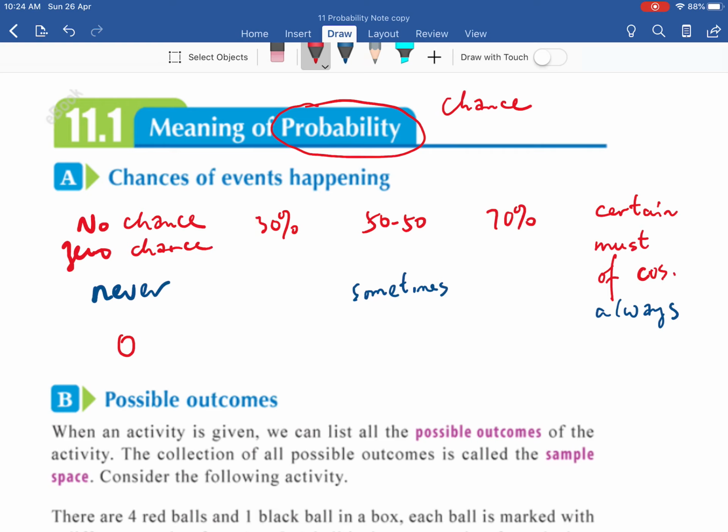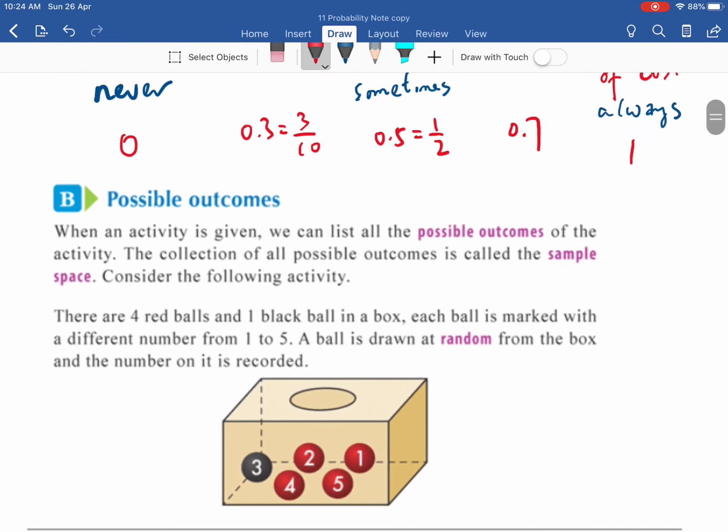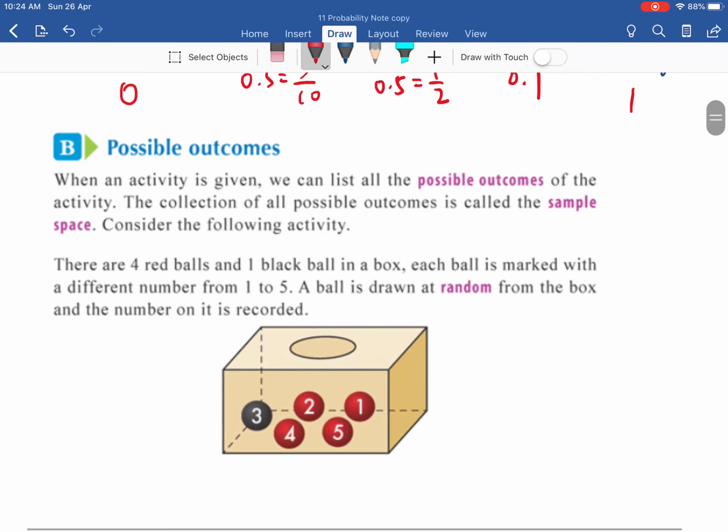We define no chance, zero chance, as 0. And of course certain, always, is 1. Then in the middle is 0.5, or you may call it 1/2. This one is 0.7 and then 0.3, or you call it 3/10. That is, whenever you do it 10 times, 3 times it will happen. So we have an idea of the chance of events happening. It is a number which lies between 0 and 1.